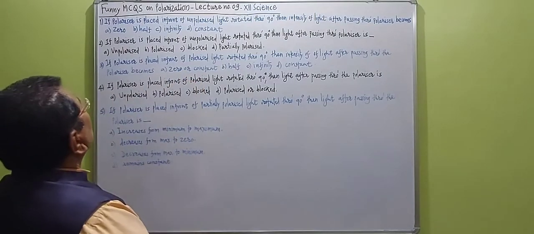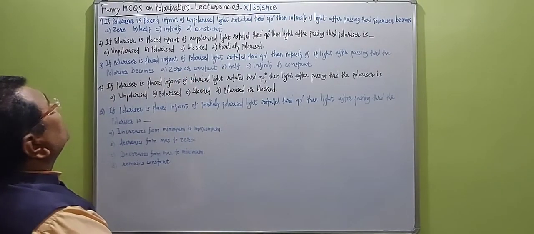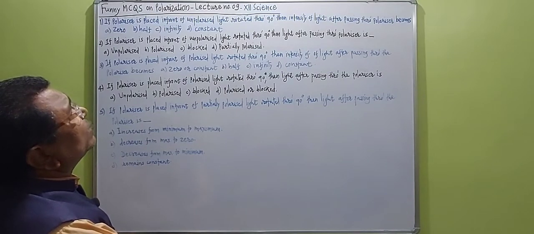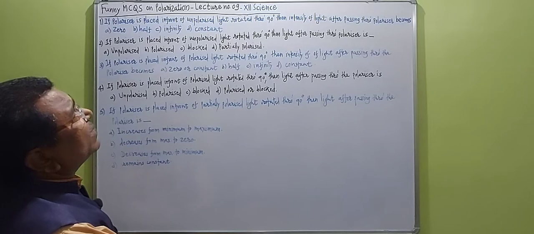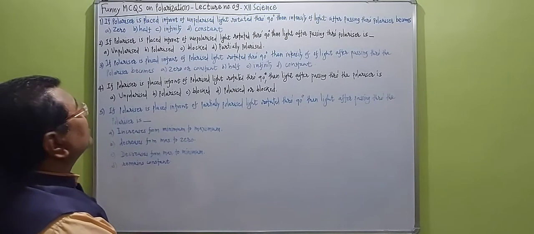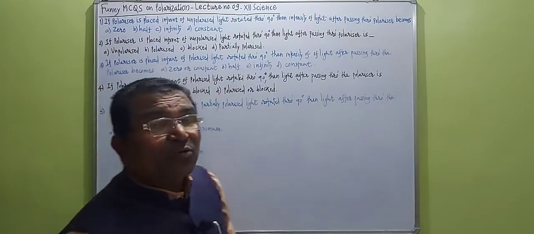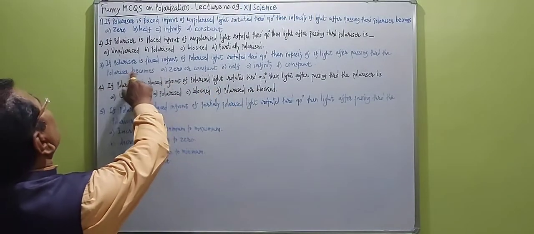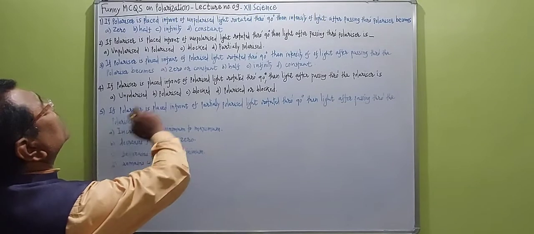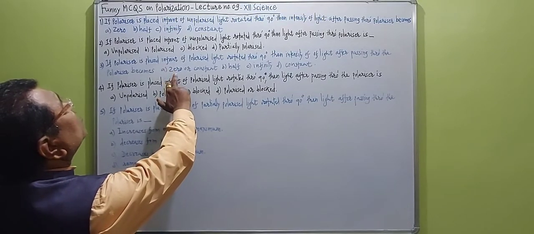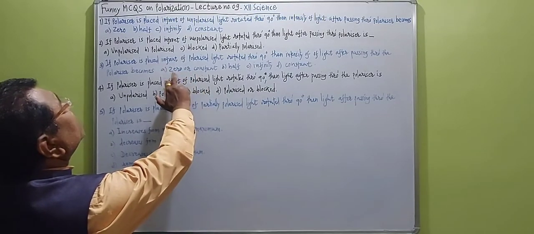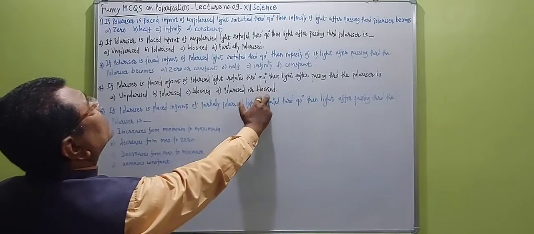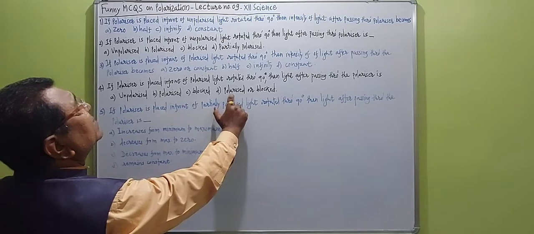Number 4, if a polarizer is placed in front of polarized light, rotated through 90 degrees, then light after passing through the polarizer. Only the method of asking the question is different. Question number 3 and question number 4 are the same. Intensity of light is 0 or constant. Intensity of light is blocked or light is polarized.